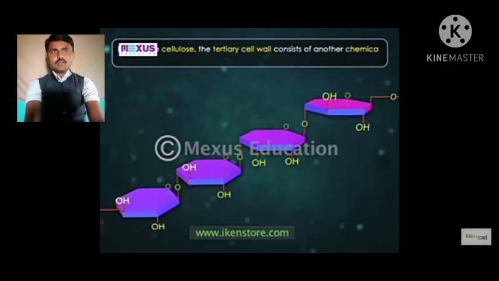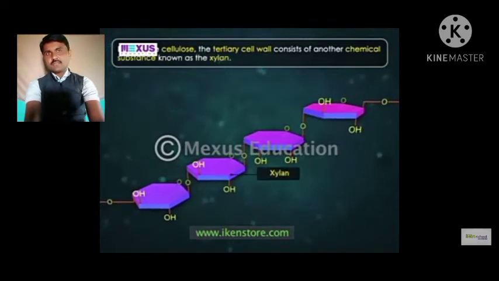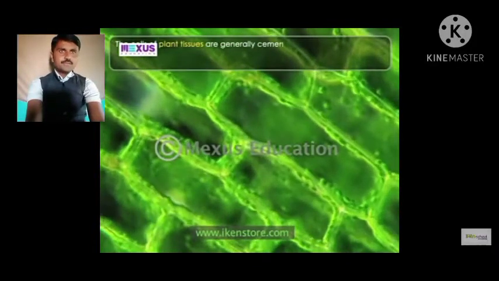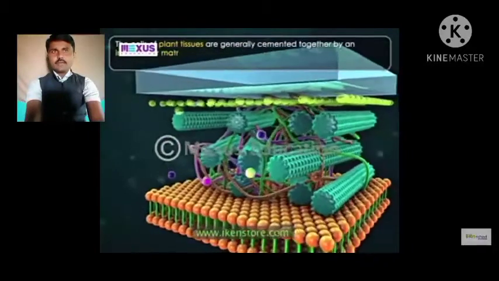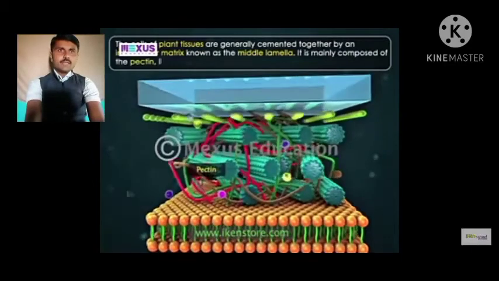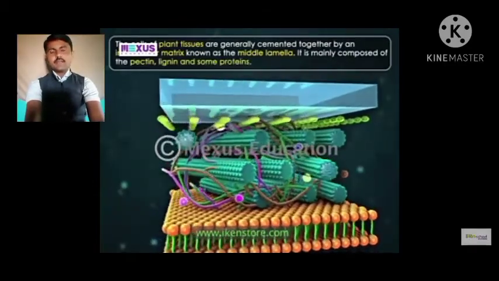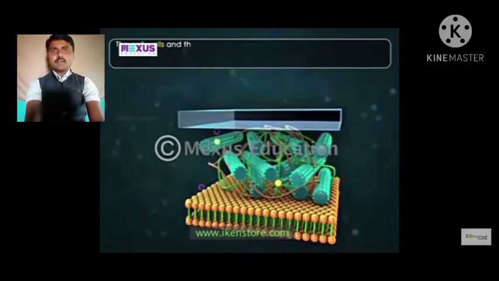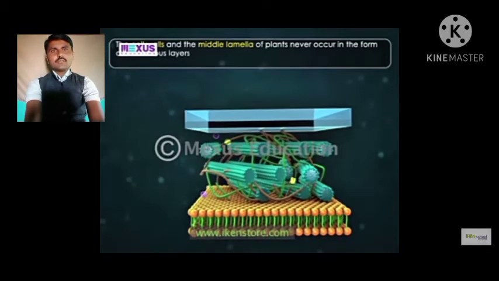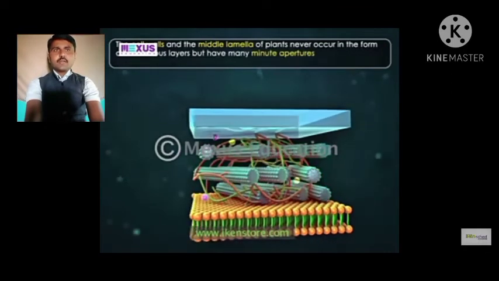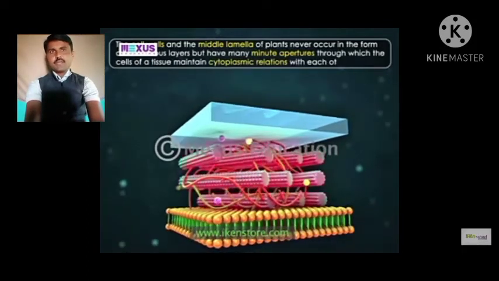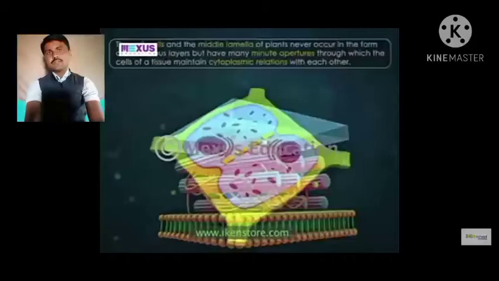Besides cellulose, the tertiary cell wall consists of another chemical substance. We can also call it xylan. The plant tissues are generally cemented together by a matrix known as the middle lamella, and it is mainly composed of pectin, lignin and some proteins. The middle lamella is very important for plants. It does not occur as a continuous layer but has many minute openings through which the cells of tissues maintain cytoplasmic connection with each other.